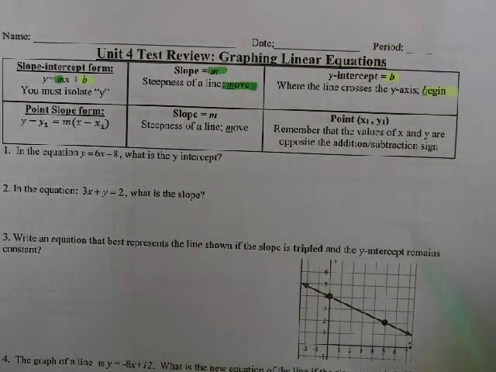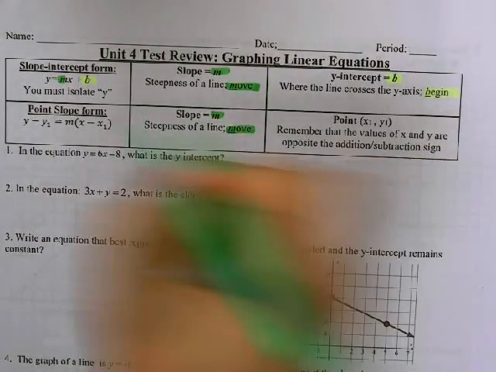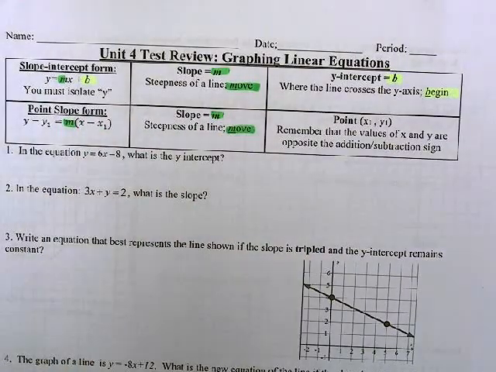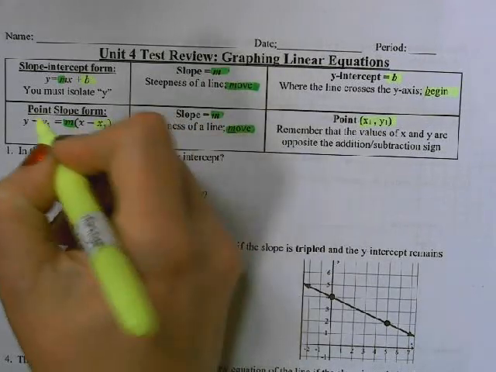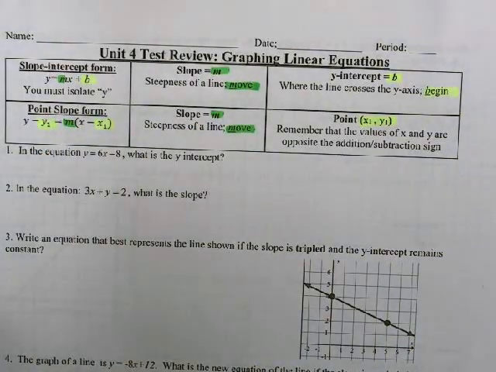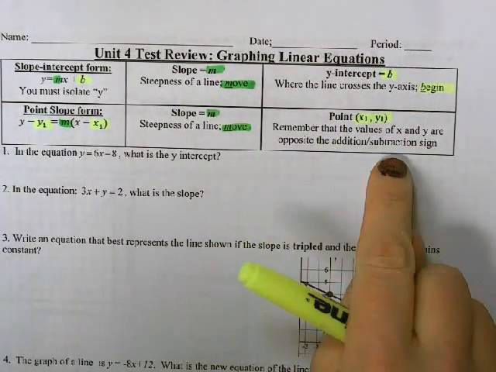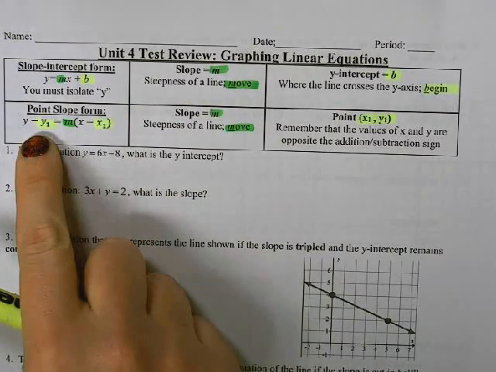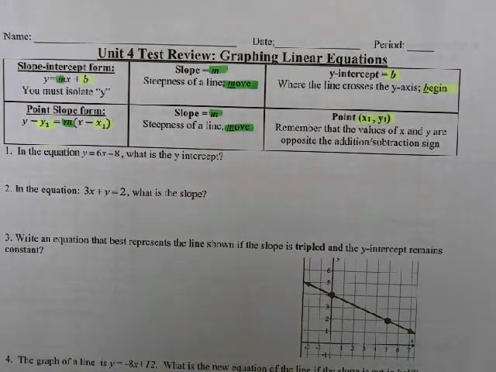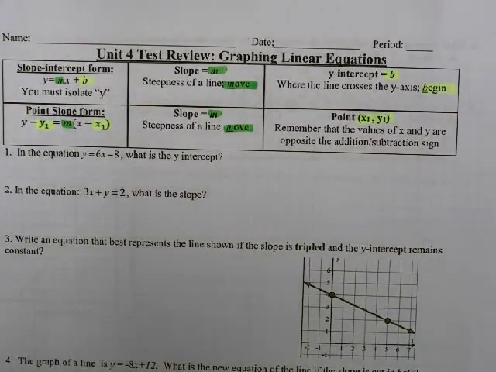And on point-slope form, once again, we still have the slope is M, or how the line moves. That's right there before the parentheses. And then we have the point, which is x1 and y1. And remember that it's opposite day when you write that ordered pair. So it says minus x1, so that would be a positive, and then minus y1, so that would be a positive. So let's go ahead and work through the review.